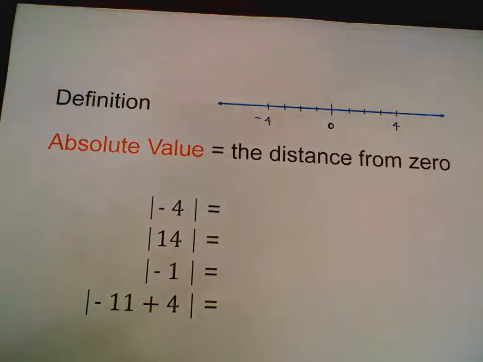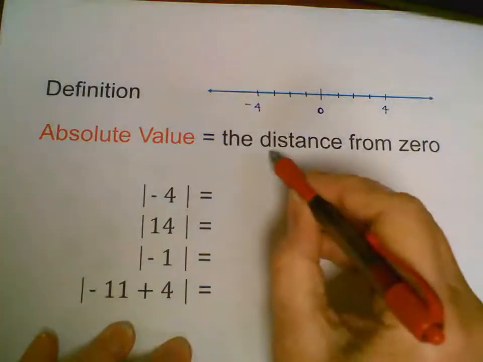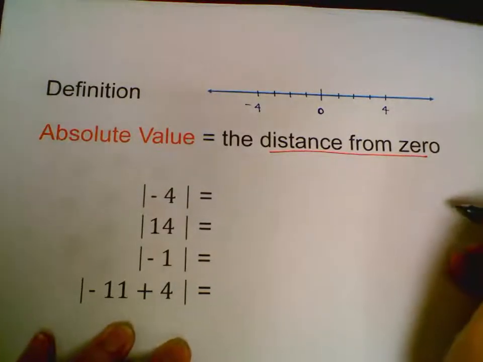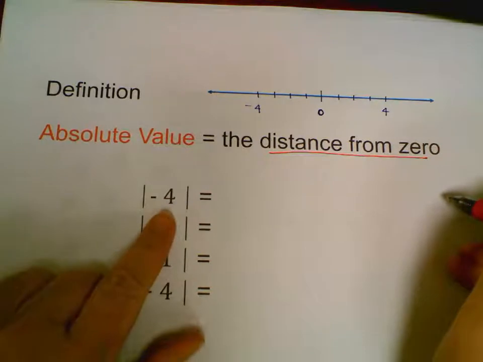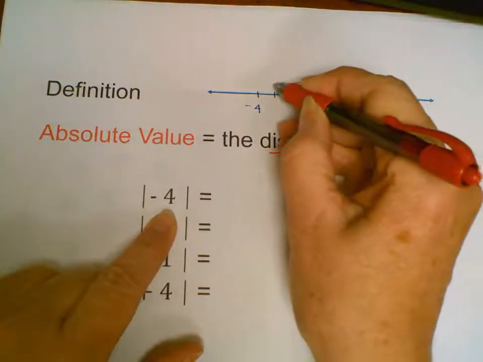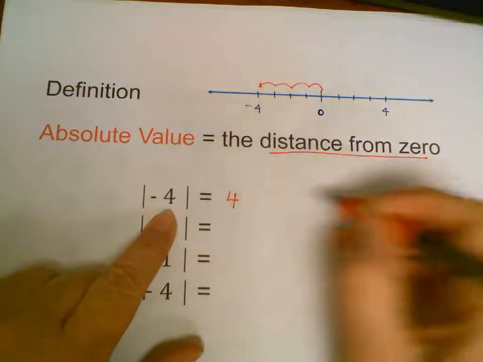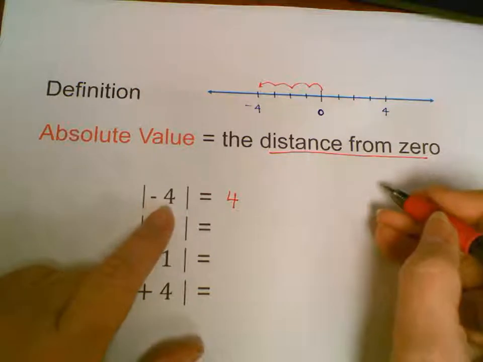The next category to talk about is absolute value. Absolute value is the distance from 0. How far is -4 from 0? Let's go. 1, 2, 3, 4. It's 4 spaces away. Doesn't matter if you go backwards or forwards, it's 4 spaces away.